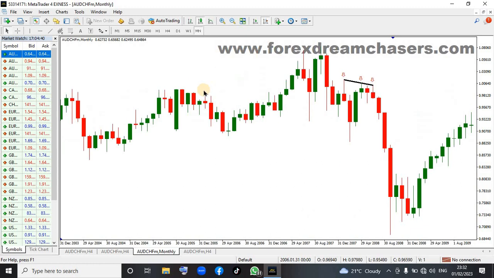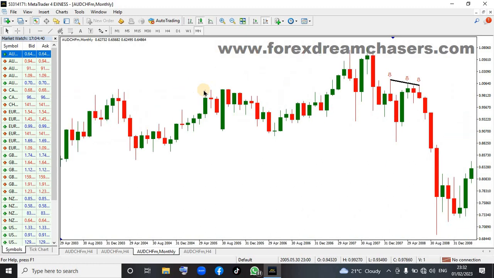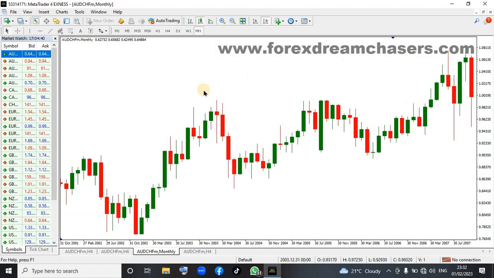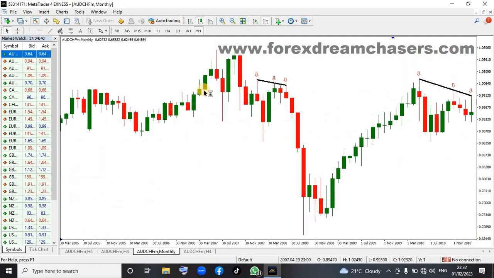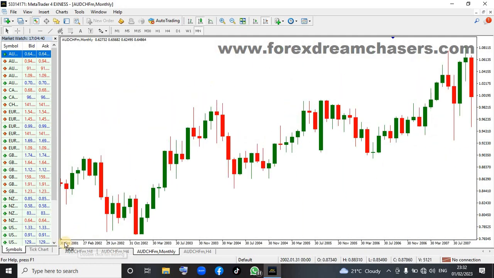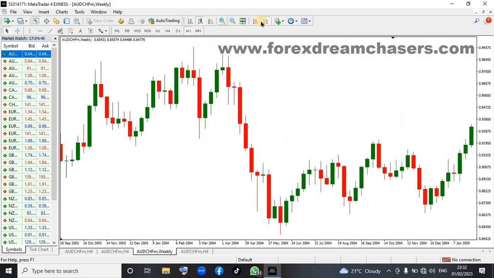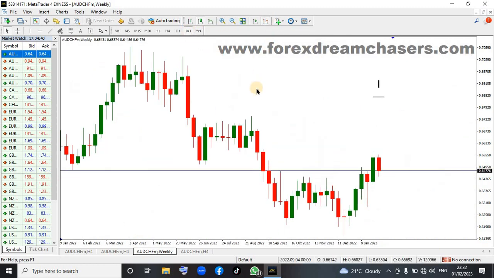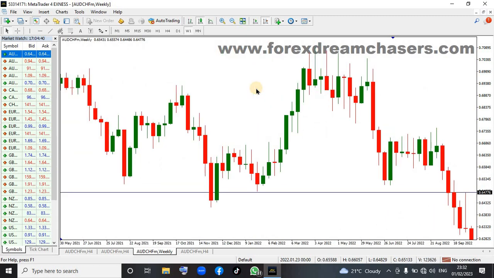Let's go back a little bit and see if we're gonna get another trend line. Unfortunately, we cannot go back anymore. You can see it's 2001 here. Let's go to weekly time frame, and then we go back and check again.